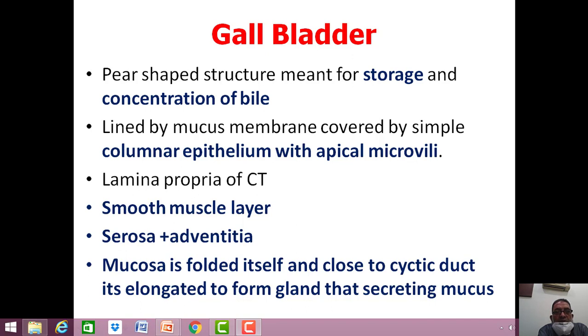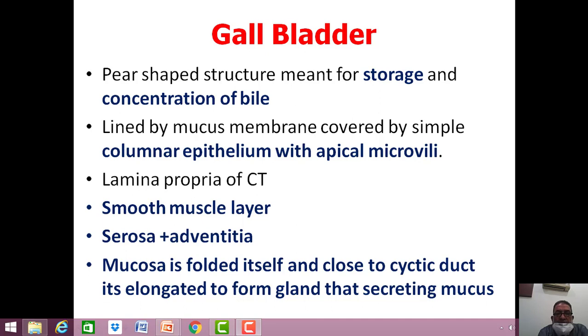ये बात आप याद रखें कि इसकी epithelium is lined by the gallbladder is columnar epithelium, simple columnar epithelium with apical microvilli. So microvilli are the projection of the surface epithelium. Lamina propria underlying the epithelium is made up of connective tissue.